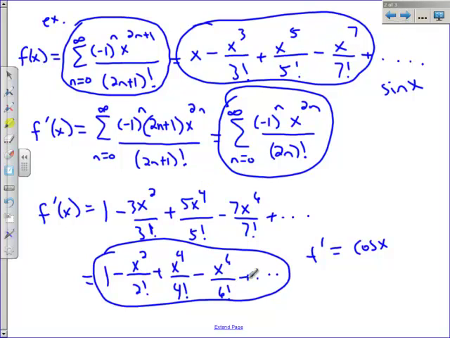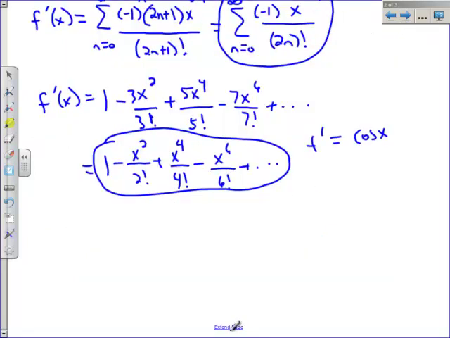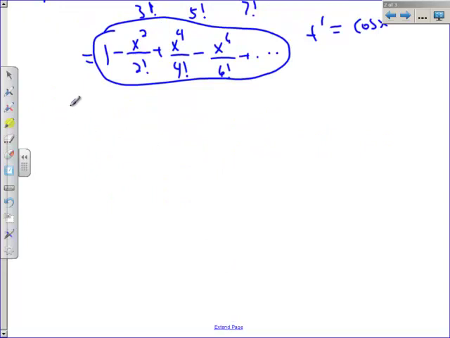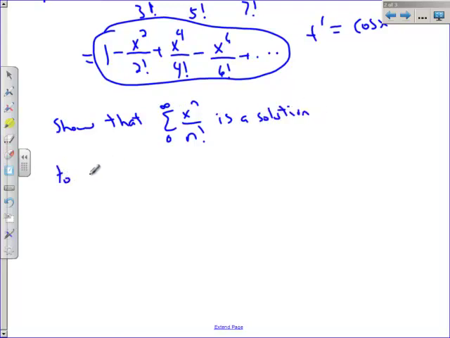Okay, let's go to another example. Let's show that the summation of x to the n over n factorial, starting from 0 to infinity, is a solution to y prime minus y equals 0. This is called a differential equation. So let's first of all figure out what y is. This is like our f of x.